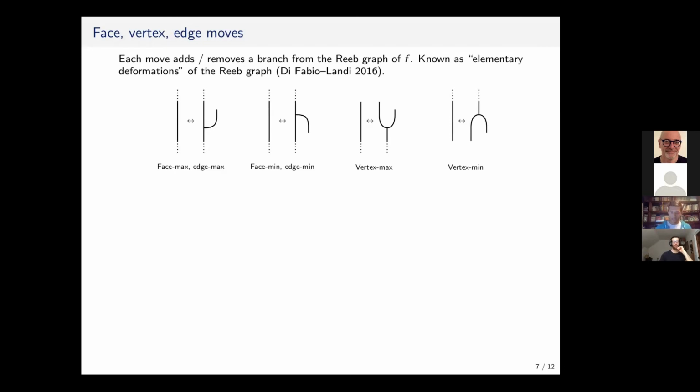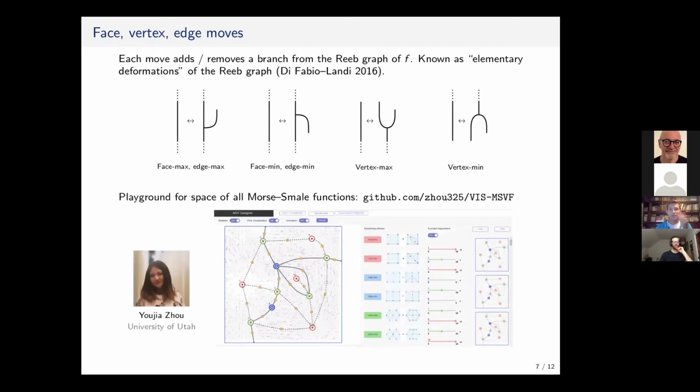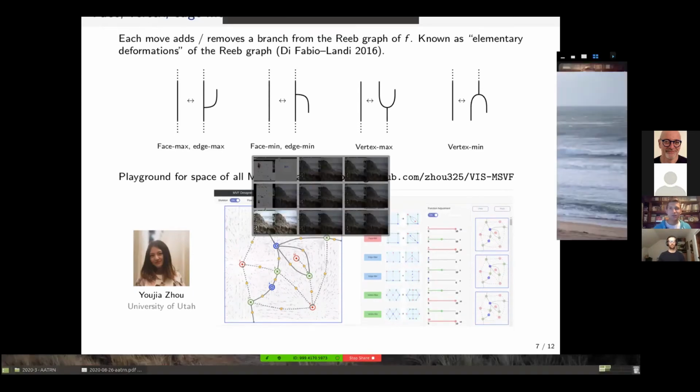And since this is such a nice combinatorial setup, one of our co-author students, Yuja, made this really cool interactive playground online that lets you create your own Morse Smale function, change it, and do these exact moves that I just talked about, and go back and forth, and just see what happens. Which again goes back to the very beginning, that our goal was to play around with the combinatorics. So yeah, okay, I think I have a bit of time. I want to show you how this works because it's very cool.